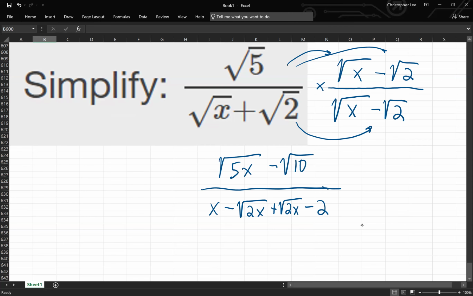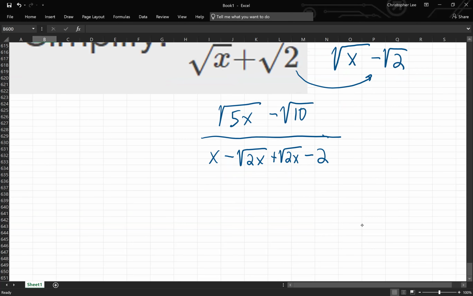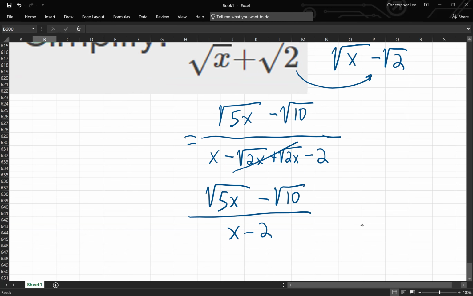All right. Let's combine like terms, all that good stuff. The bottom cancels out. Final answer, I'm going to have square root 5x minus square root 10 over the x minus 2. This is my final answer.